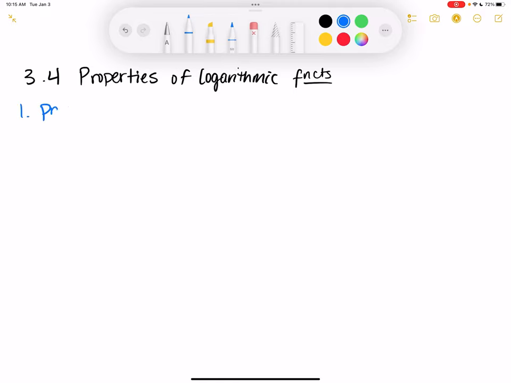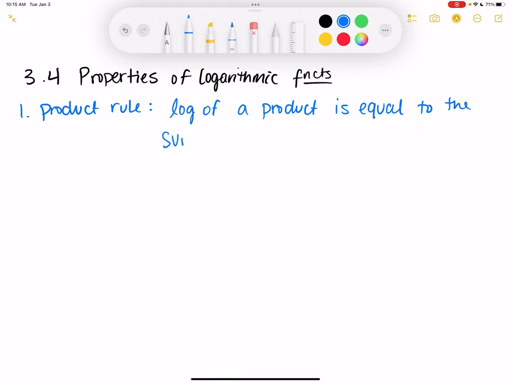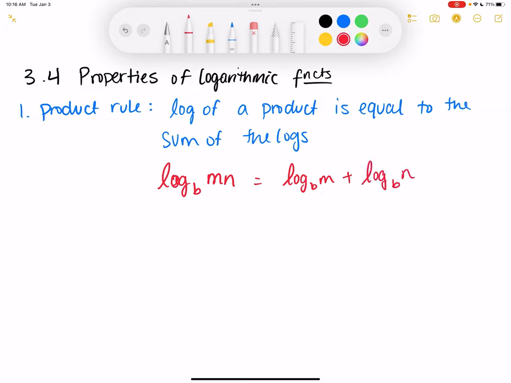So we have a product rule that says that the log of a product is equal to the sum of the logs. So the log base b of m times n is equal to log base b of m plus log base b of n. And that works in the reverse direction as well.